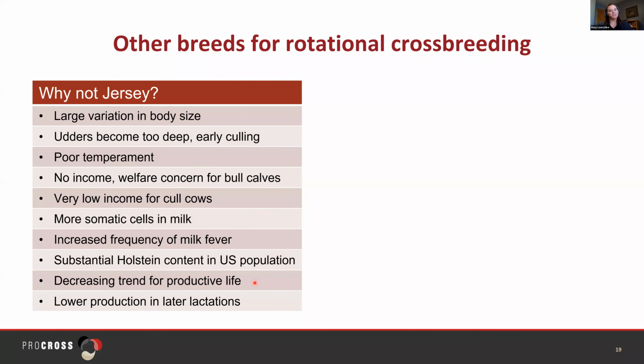Jersey actually has a decreasing genetic trend for productive life in the US. So we want to pick breeds that are going to improve the longevity of the cross that they participate in. And again, our data shows lower production and later lactations from those cows. So yes, advantages there, but a pretty long list of drawbacks. And that's the basis of the reason why we've steered away from them for ProCROSS.